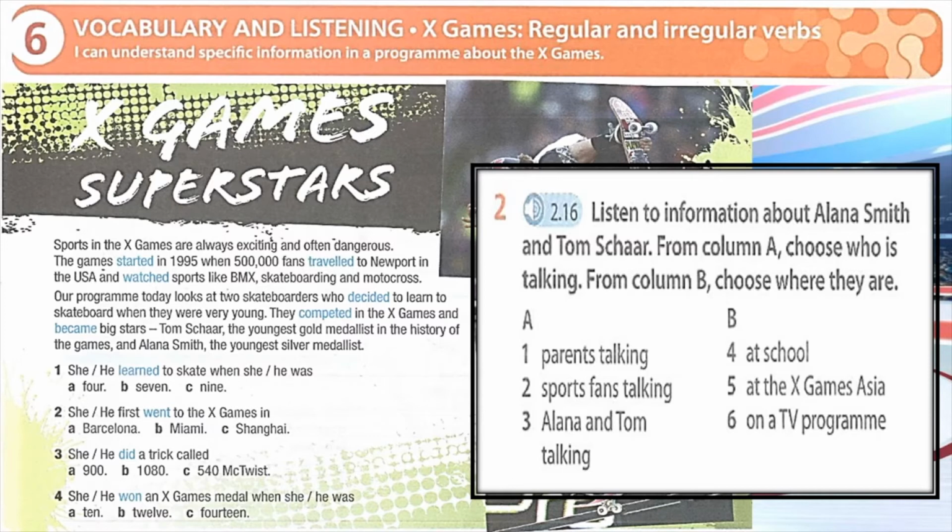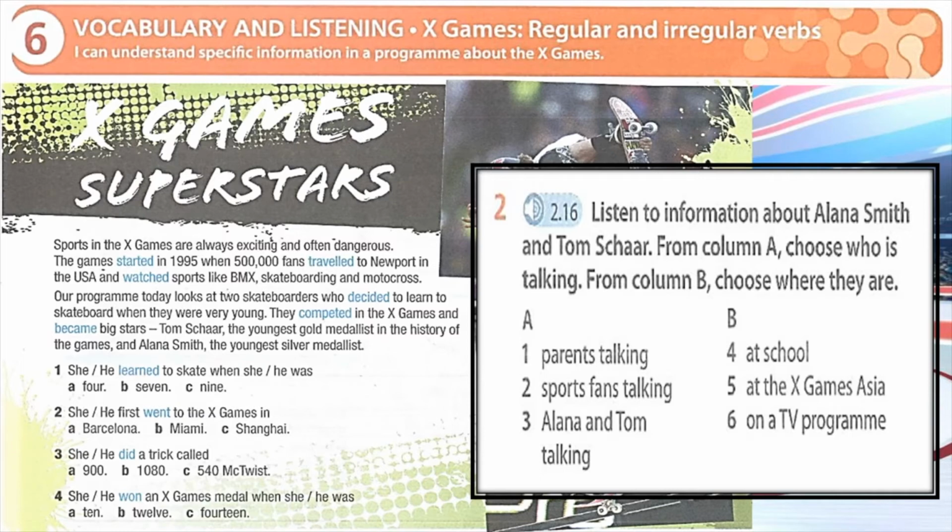And the same as Alana, Tom won his first X Games medal at the age of 12. Cool. Where was that? That was at the X Games Asia in 2012 in Shanghai. And Tom became really famous for a trick called a 1080, a very difficult trick. He did it in a competition. He was 12 years old. It was a special moment, and we can watch a video of that now.